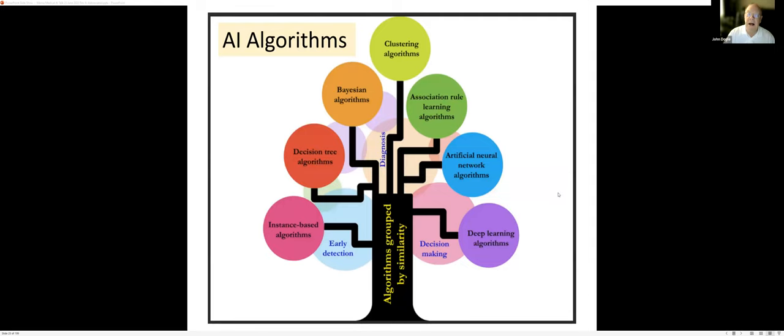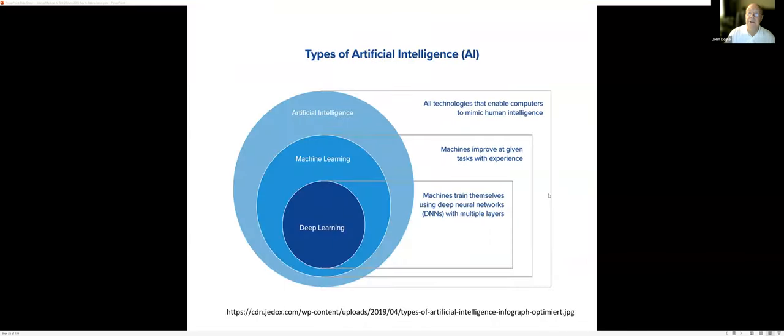Some of them are very complicated, that is beyond the scope of this presentation, since I just want to give you an overview. But decision tree algorithms are something that we can understand, and we'll take a look at some of these decision trees. Here is a schematic showing the types of artificial intelligence, showing that it can be divided into classical as well as machine learning, and a form of machine learning that uses deep neural networks with multiple layers is called deep learning. We'll have a chance to take a look at that momentarily.